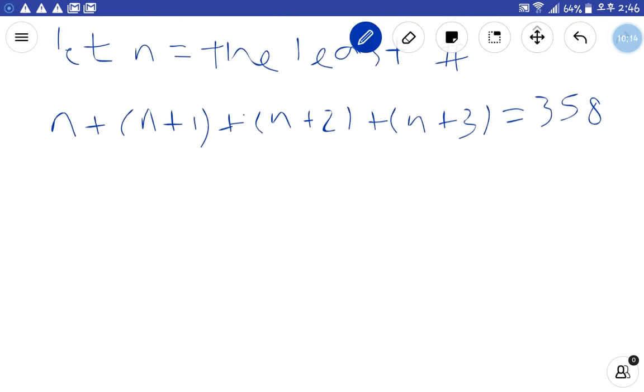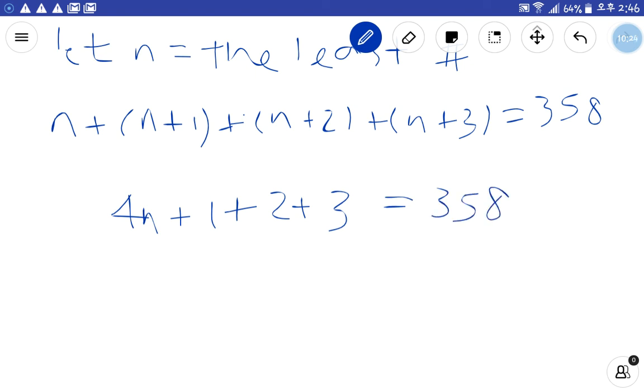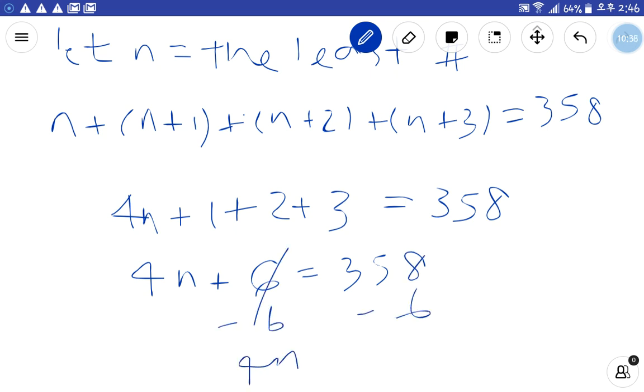How many n's do we have? 4 of them. So 4n plus 1 plus 2 plus 3 should be the same as 358. Now what? 4n plus 1 plus 2 is 3, 3 plus 3 is 6, equals 358. Now what? Minus 6 each side, and 4n would be 352.